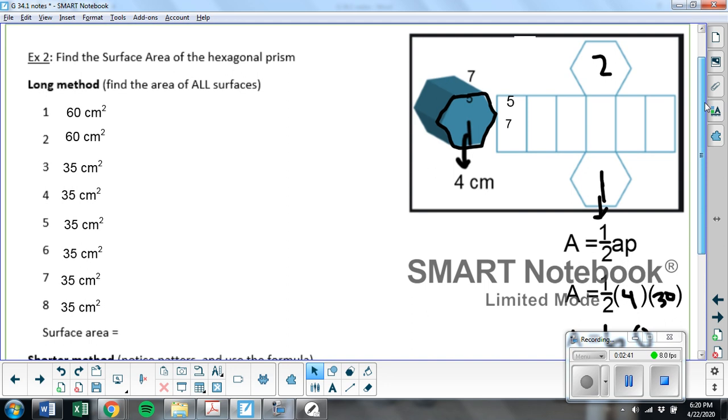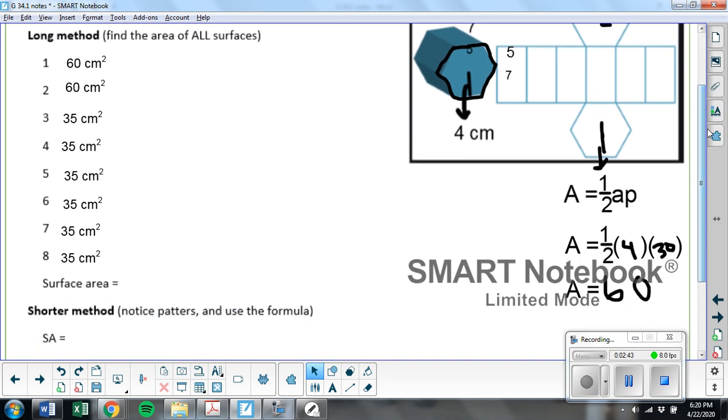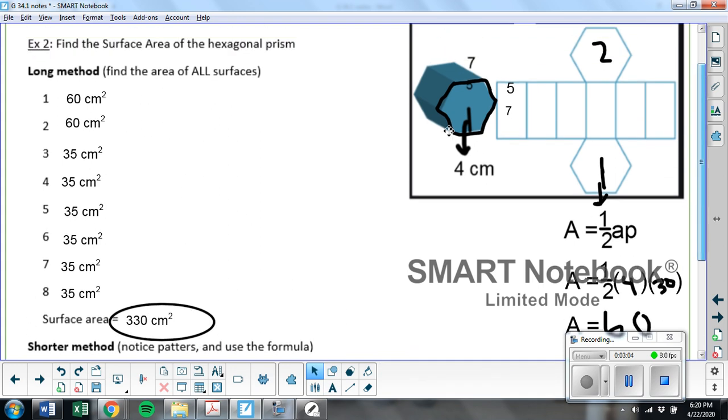Pause if you need to write that down, and grab a calculator and add up all 8 surfaces to get the total surface area. You should get 330 centimeters squared. Again, that's the long way. If you like this long way, great, but you're going to have to draw a net every time. Well, you don't have to, but you're going to have to show me a bunch of numbers every single time if you want to do this method.